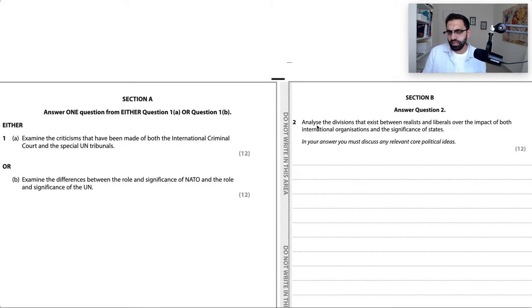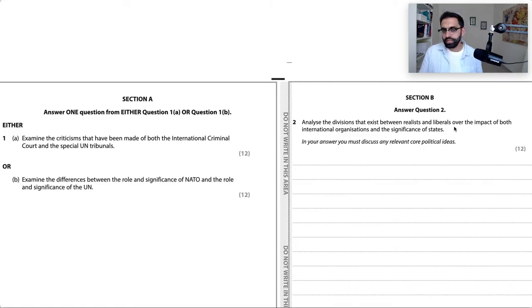This is a question that says: analyze the divisions that exist between realists and liberals over the impact of both international organizations and the significance of states. It's asking, how do realists and liberals view international organizations and the significance of states? Now, this is really interesting because international organizations, of course, comes under global governance, but the significance of states comes under power and development, right?